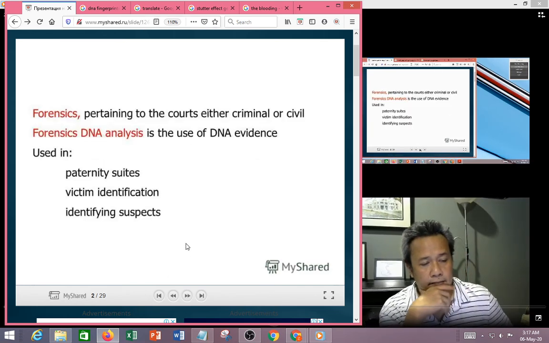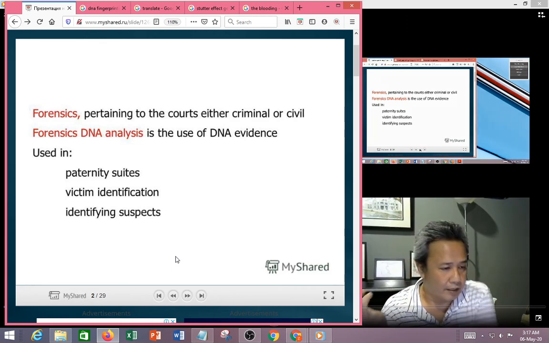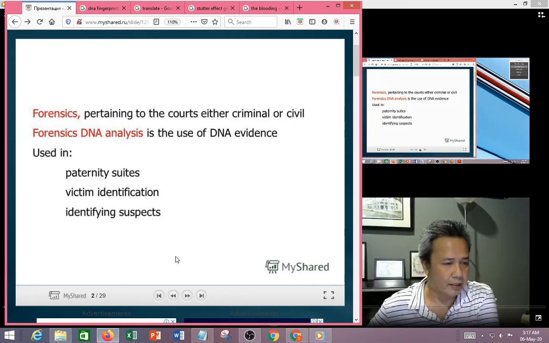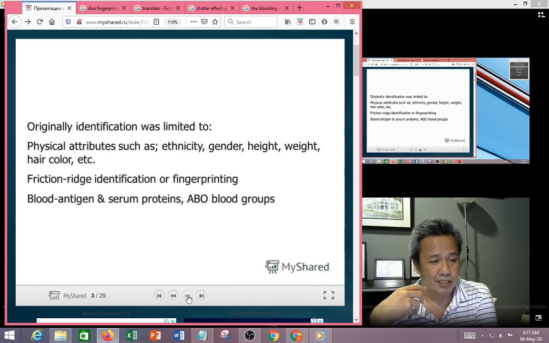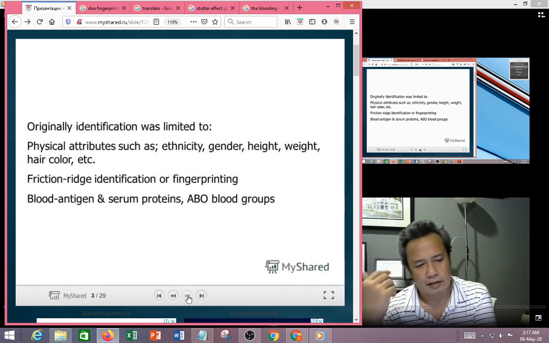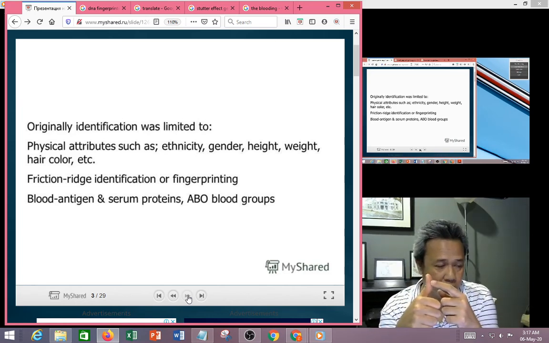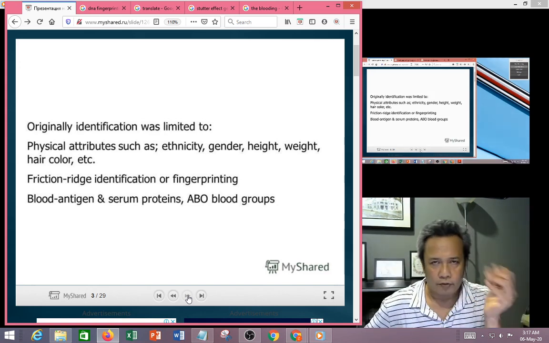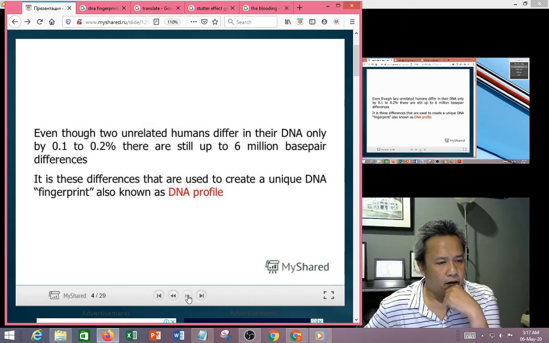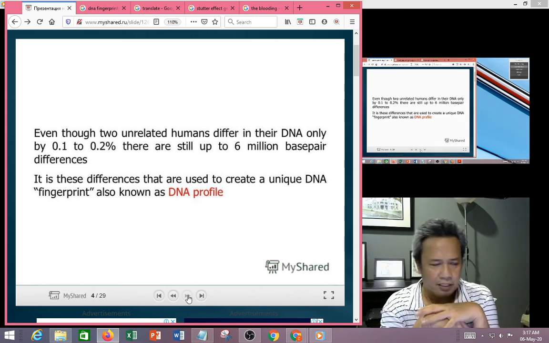Now let's go through the slides. Forensics, DNA analysis. Normally you use it for paternity suits, victim identification, identifying suspects. Usually, identification is based on physical attributes and ethnicity, gender, height, and then you look at friction ridge identification. The fingerprint is called friction ridge identification, and then of course you can do blood typing. This was all before DNA, until Alec Jeffreys came up with DNA fingerprinting.